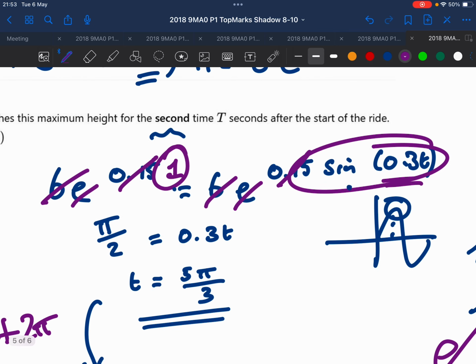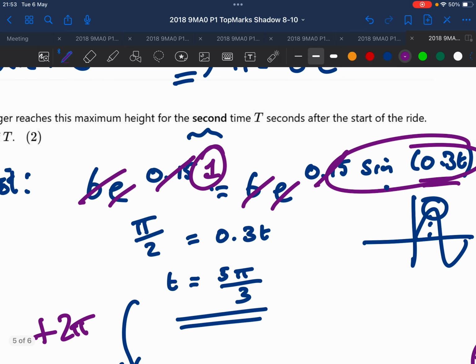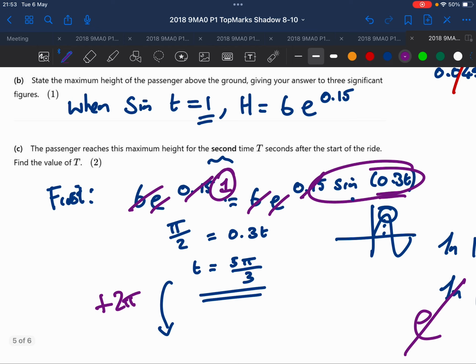So how is the 0.3 going to affect it? What's the best way to explain this? Well, the 0.3 is going to slow this down. If I had sine 2t, remember, that would make the graph move through its cycle twice as quickly. And what I would do then is divide that by 2. So it would repeat itself every pi rather than every 2 pi.